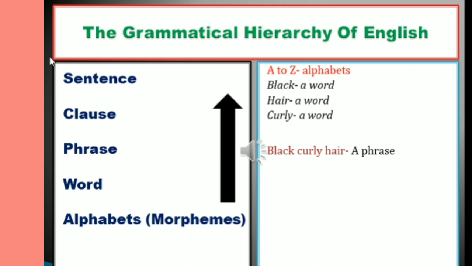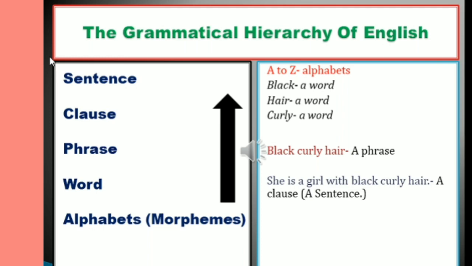By combining one or more than one phrase, we make a sentence. Let us see. She is a girl with black curly hair. Now this is a clause, but it is a meaningful clause, so we can call it a sentence. She is one word, a girl is a phrase, with black curly hair is a prepositional phrase. So by bringing these phrases together, we have made here a meaningful clause.